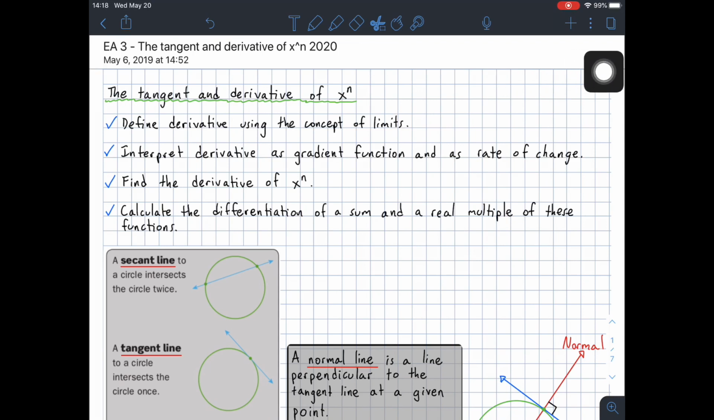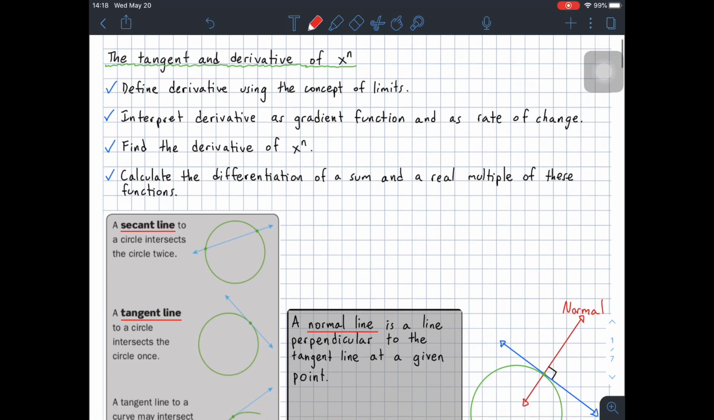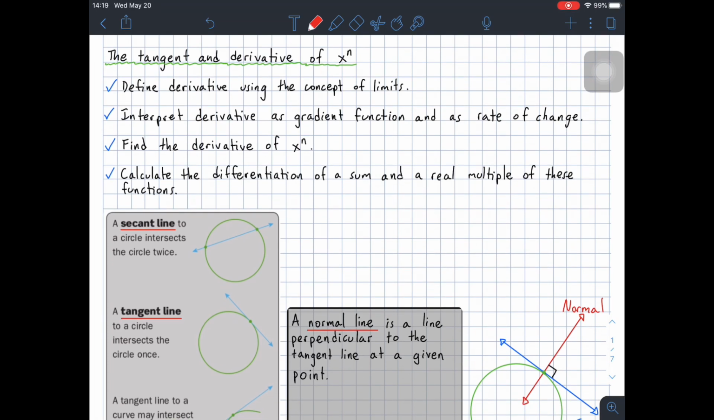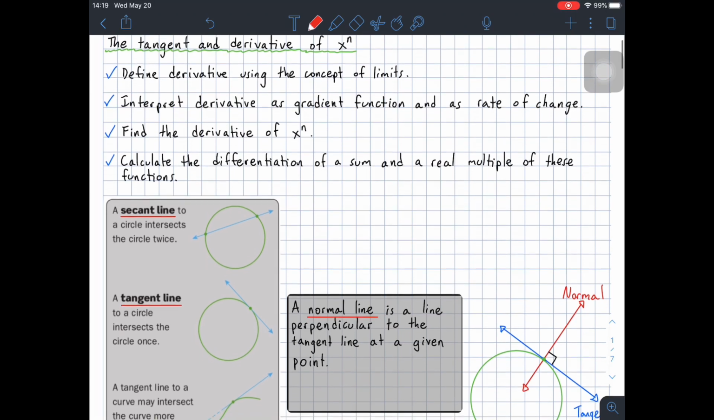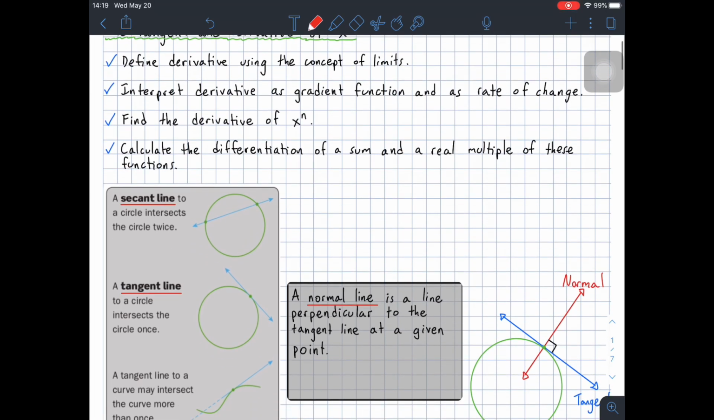The tangent and derivative of x to the power of n. So the objectives for today's class: first of all, define derivative using the concept of limits, interpret derivative as gradient function and as rate of change, then find the derivative of x to the power of n, and calculate the differentiation of a sum and real multiple of these functions.